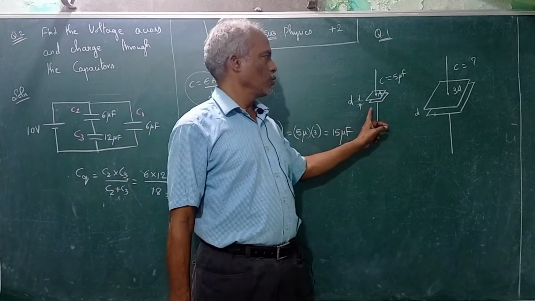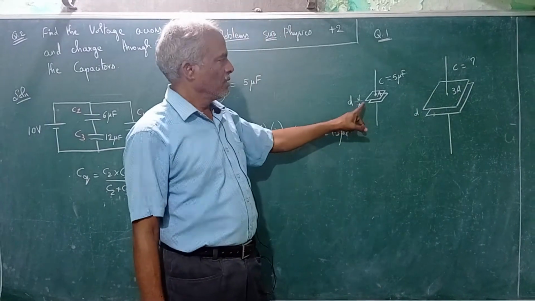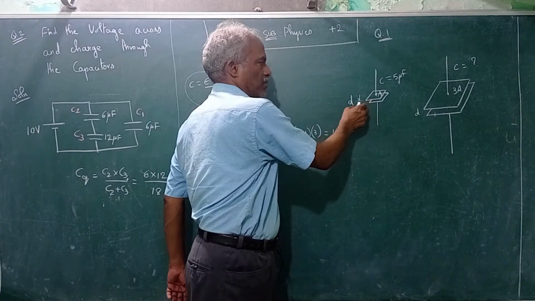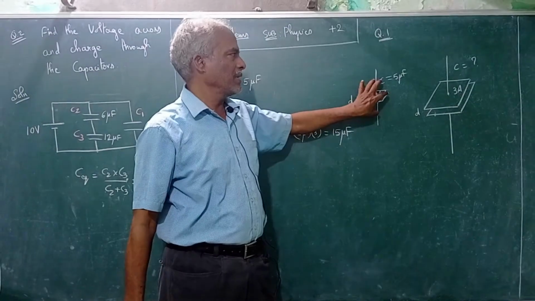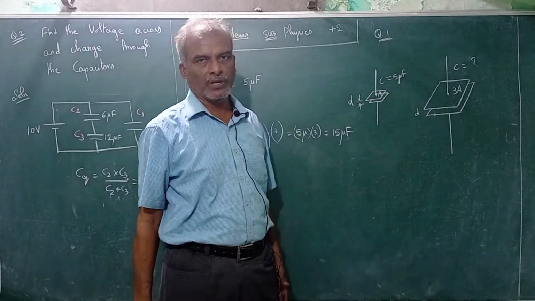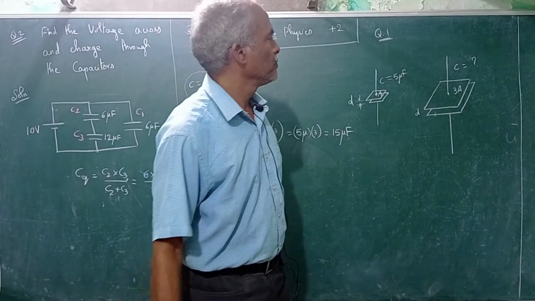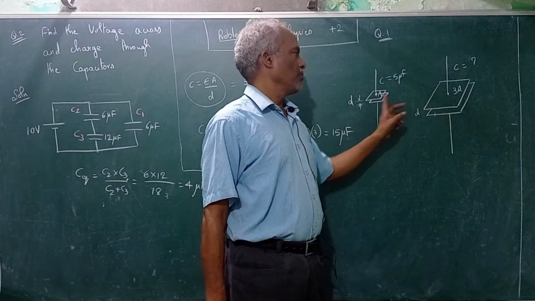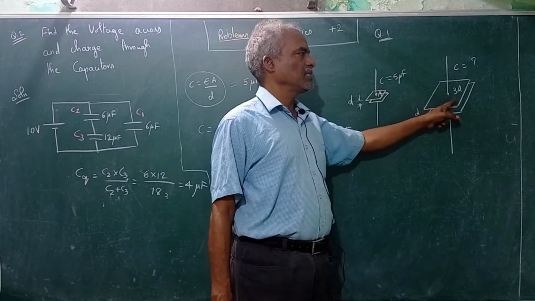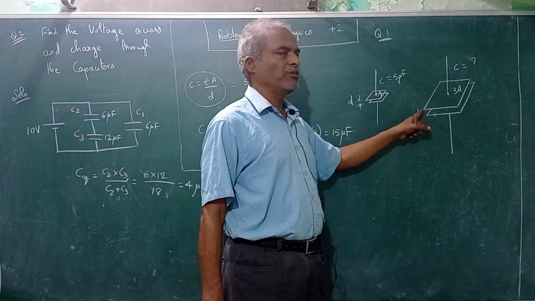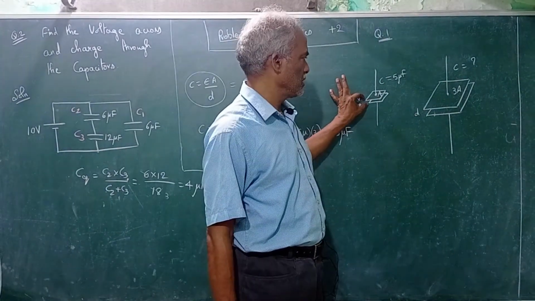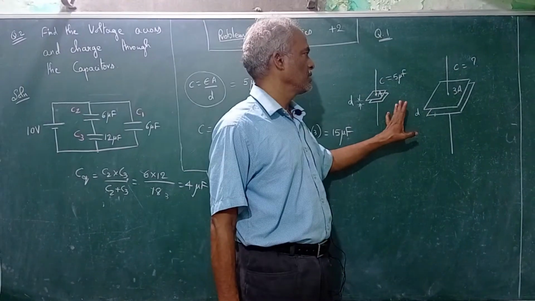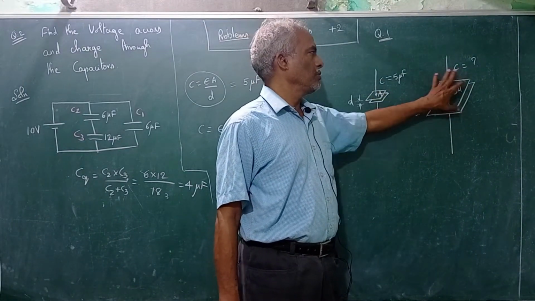So we have 2 capacitors. The first capacitor: the area of the plates is A, the distance between the plates is D, and the capacitance of this capacitor is 5 microfarad. Another capacitor has 3 times the area, that is, if this is A, this is 3A, and the distance between the plates is the same. That means the distance in both cases is the same. So the question is, if this is the case, what will be the capacitance?